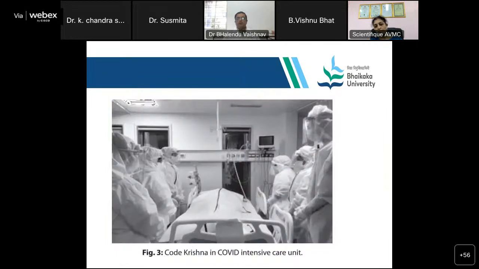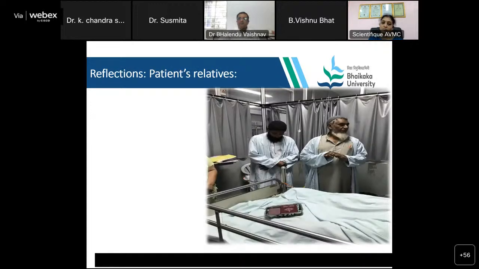This is Quote Krishna during COVID. Everybody is with PPE kit. There is nobody to talk to, no relatives around, only the treating team, and they are doing the Quote Krishna. Of course, we have not done it for all deaths. It was logistically not possible, but we of course did it in many of the COVID patients who died. And it's a small gesture. The only person to see this is the God above. This was a Mohammedan patient.